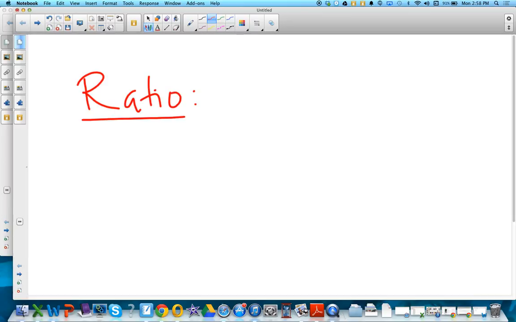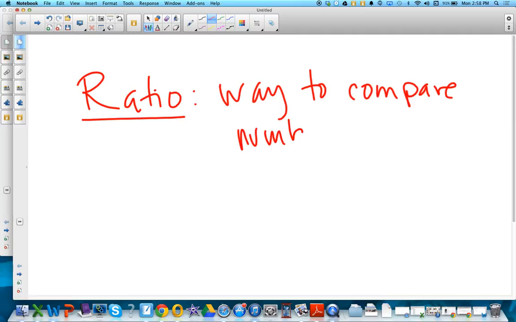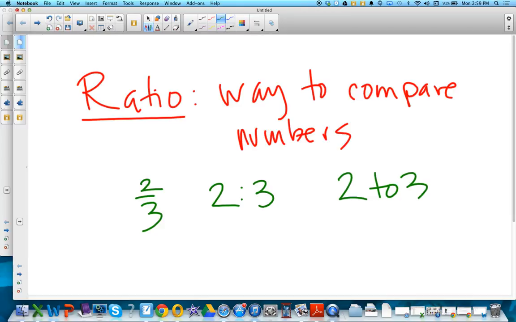So a ratio, really quick, just to jog your memory back from way back when you were in 6th grade, a ratio is a way to compare numbers. They are written in 3 different ways. If I'm comparing 2 to 3, that is one way to do it. Another way would be 2 to 3, and finally we can do 2 to 3. These are ratios.